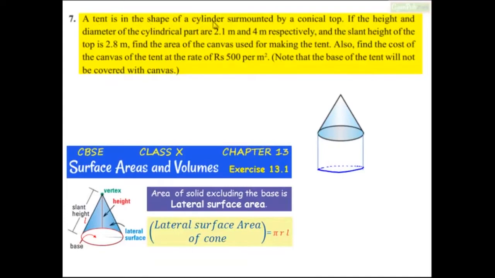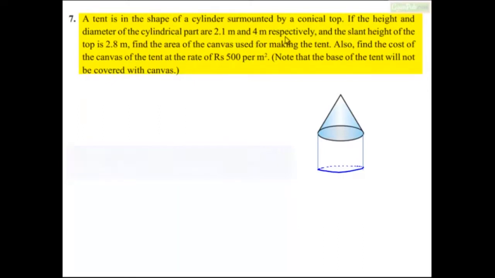Now coming to the seventh question. A tent is in the shape of cylinder surmounted by a conical top. If the height and diameter of the cylindrical part are 2.1 meters and 4 meters respectively, and the slant height of the top is 2.8 meters, find the area of canvas used for the making of tent. Also find the cost of canvas at the rate of rupees 500 per meter square.